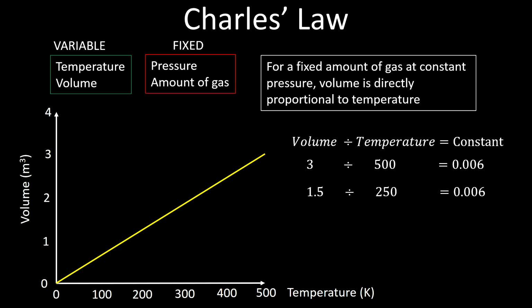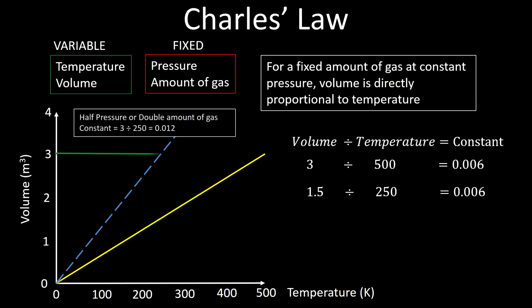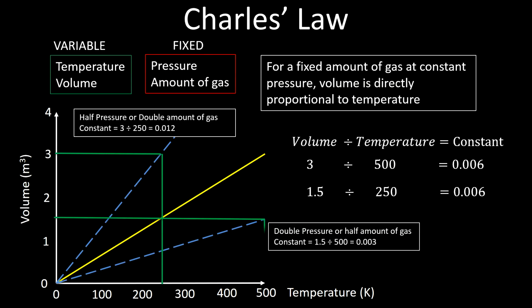Once again, we can draw other lines to represent Charles's law, the variation of temperature with volume at different fixed pressures or fixed amounts of gas. So this line up here would actually correspond to half the pressure because the volume got larger, or double the amount of gas, which would obviously double the volume as well. And the line down here would correspond to double the pressure because the volume's got smaller, or half the amount of gas. And you can see again they give us different constants from our yellow line. But those values would be constant anywhere on those dotted blue lines.